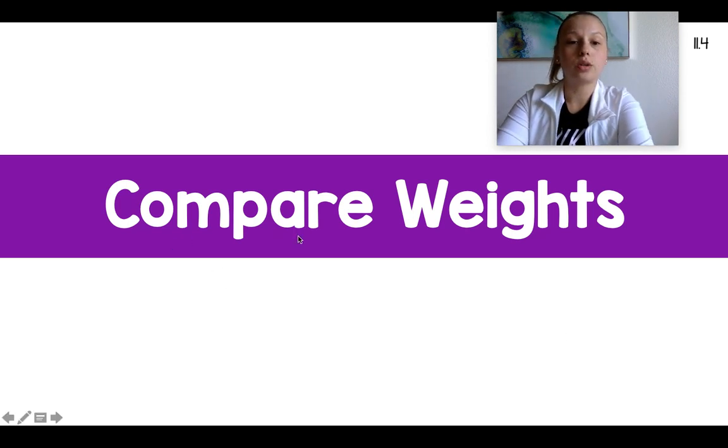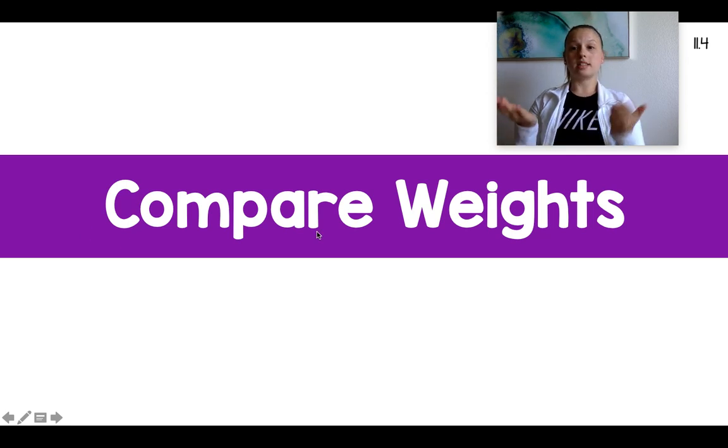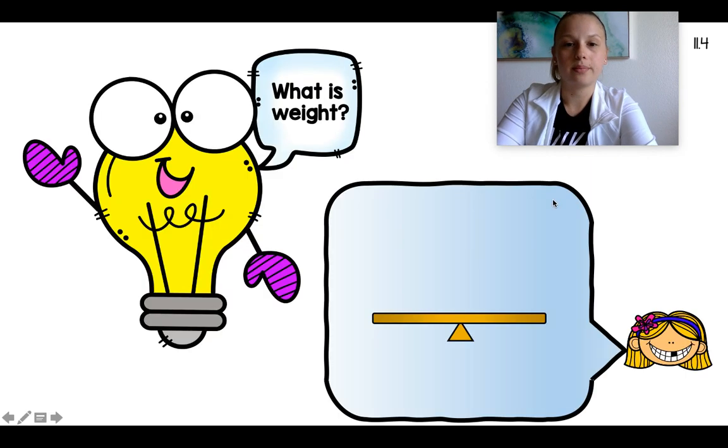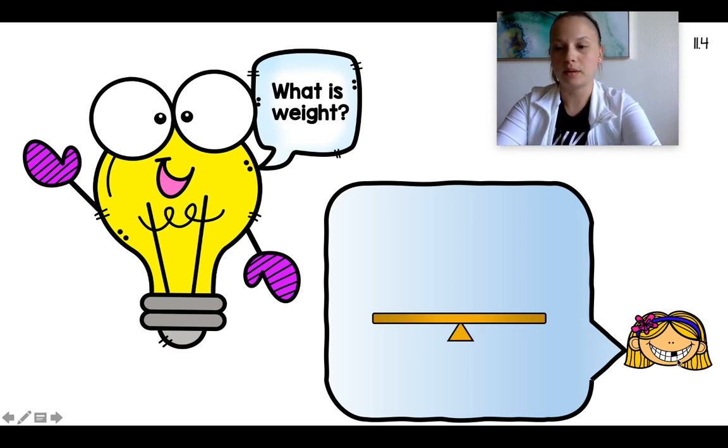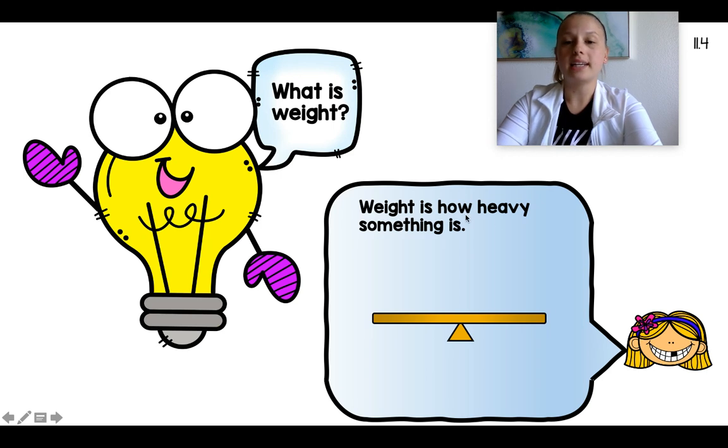we are going to compare weights. That means we're going to learn all about what weight is and how we can compare two objects and see which one weighs more than another. Here we go. Here's our handy little light bulb, and he's asking, what is weight? And here's Miss Paulino down there. Weight is how heavy something is.